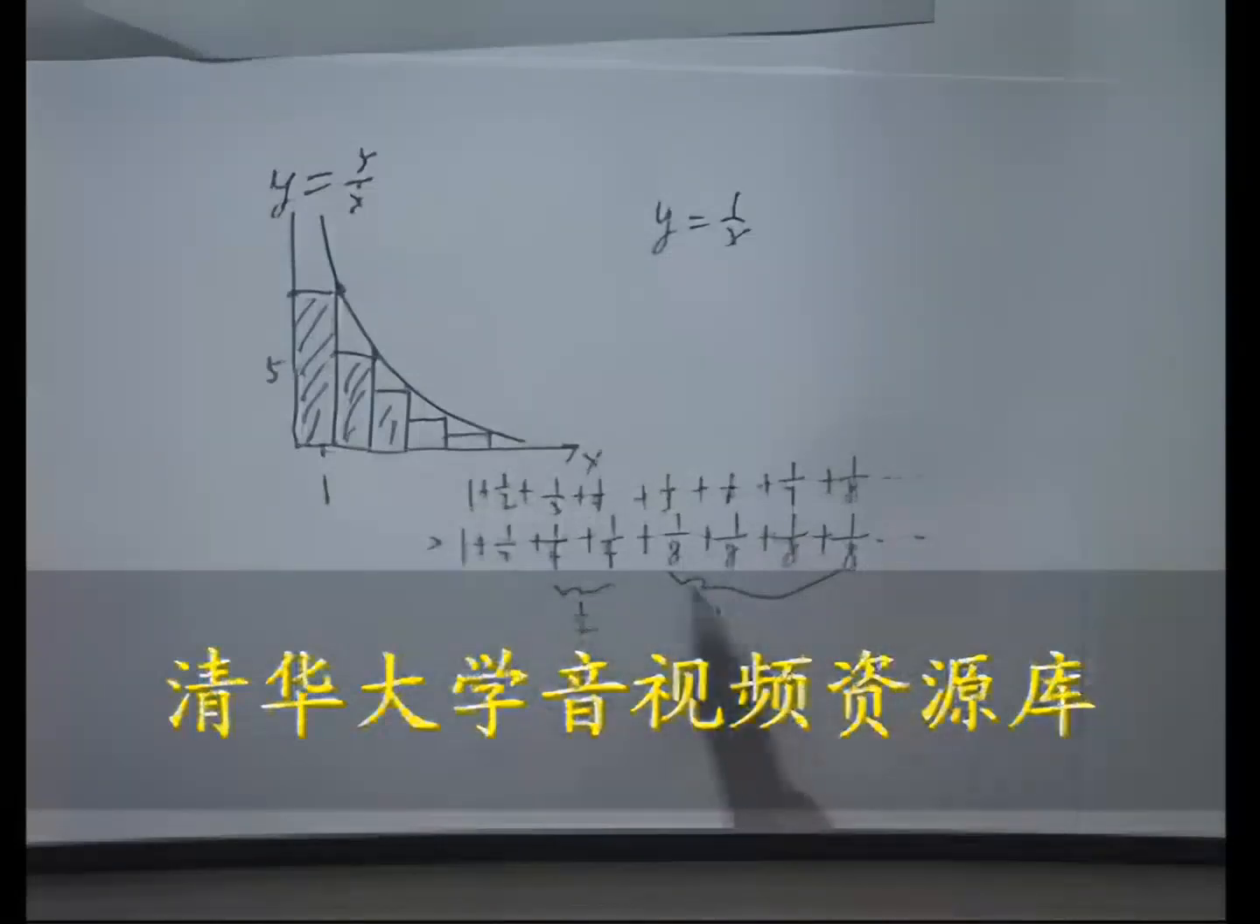But these two together is 1/2. These 4 together is 1/2. The next 8 together is 1/2. So there are an infinite number of 1/2, which is evidently as large as you want. And this is larger than that, so it's even larger. So it's infinity.